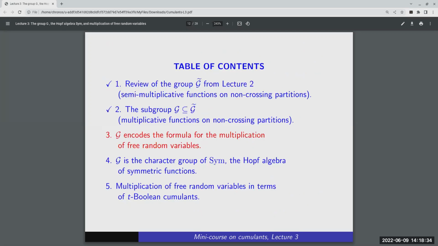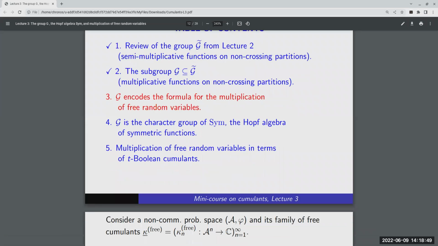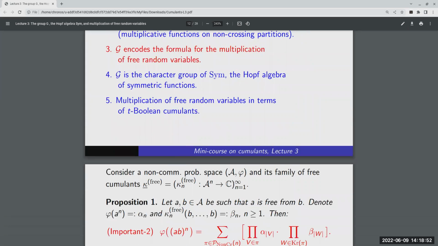Good. So now I'm done with the first two sections of my lecture, because I have also reviewed G. Now let's discuss why G encodes the formula for the multiplication of free random variables. Therefore, now we have to go to a non-commutative probability space, which I do here. And as I had on Monday, this is the notation for the family of multilinear functionals which are giving the free cumulants of this space.